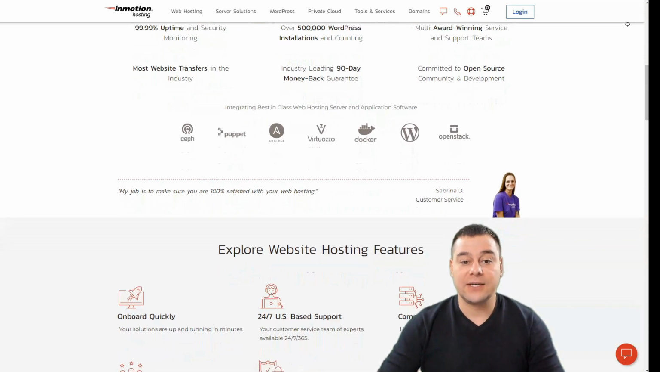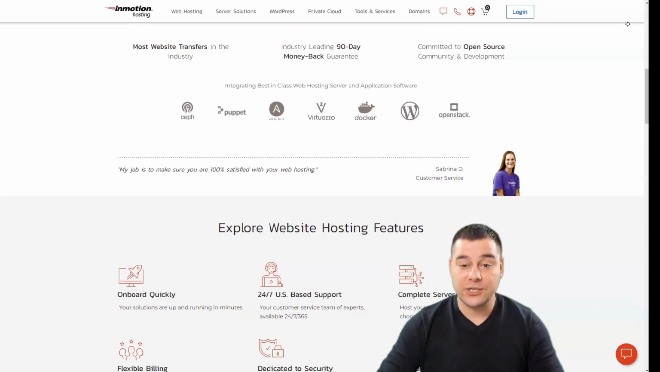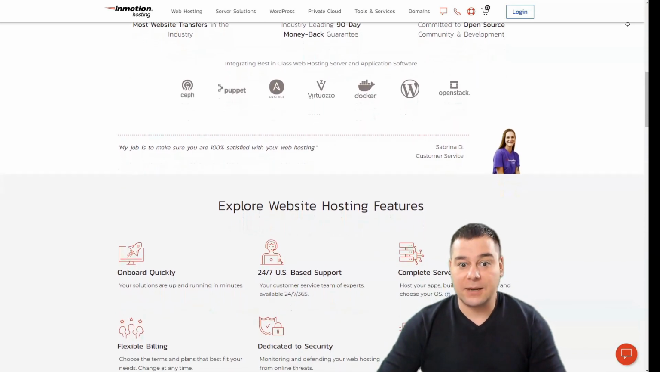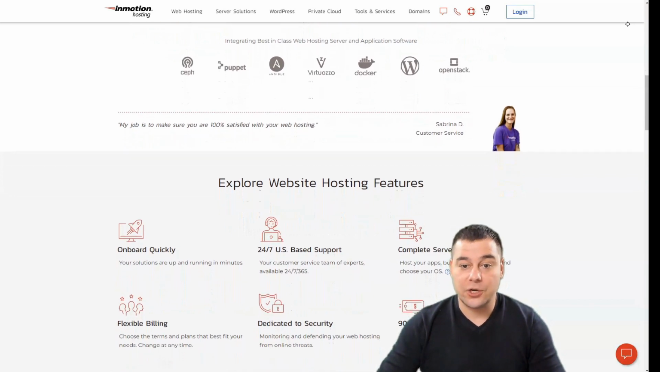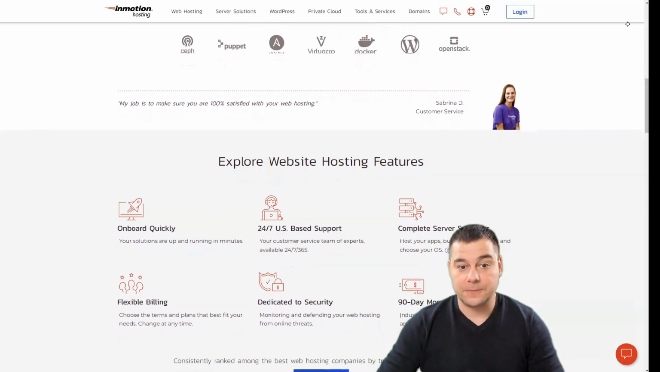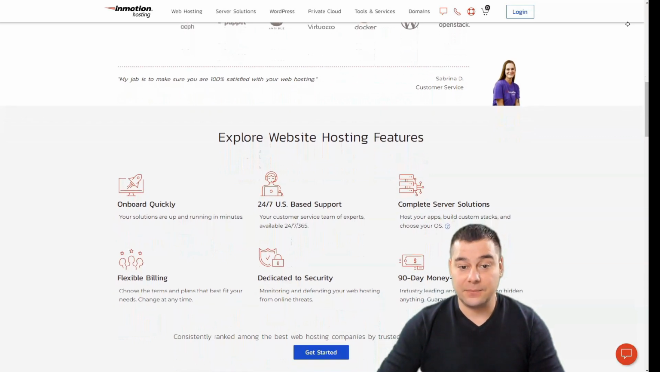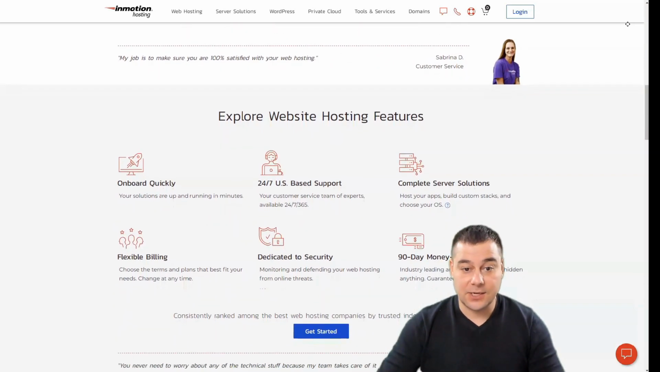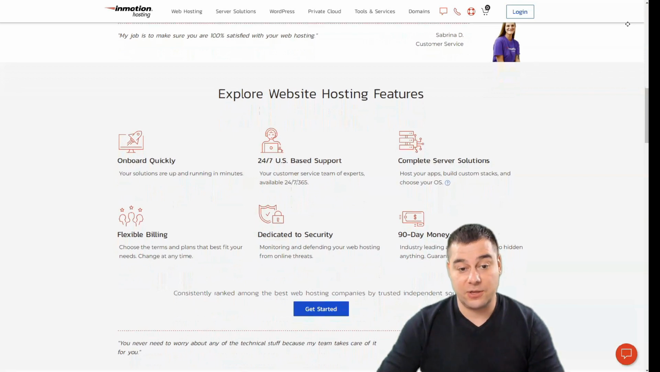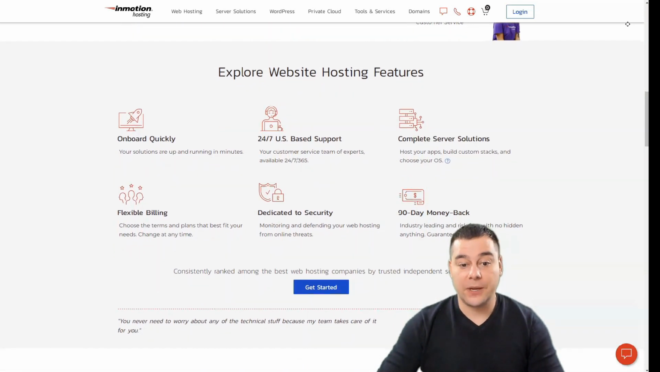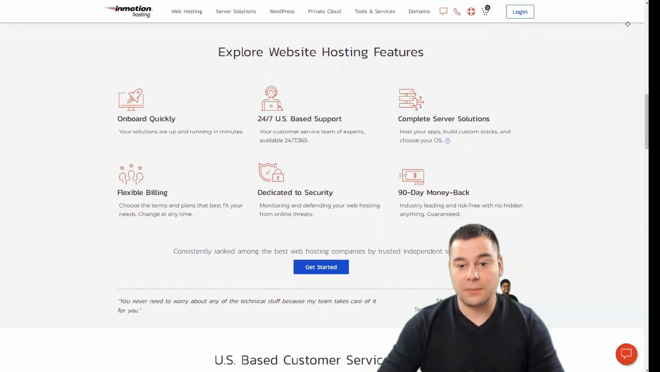Many packages have a 90-day money-back guarantee. It provides you with enough time to decide if the provider suits you and your purposes. So the pros are 90-day money-back guarantee, excellent uptime, and free SSL certificate. Cons: slow page load speeds and potential setup delays.